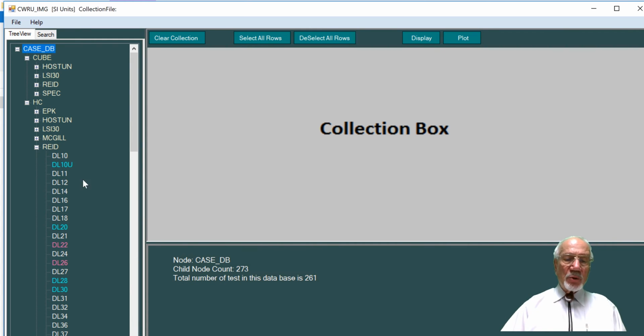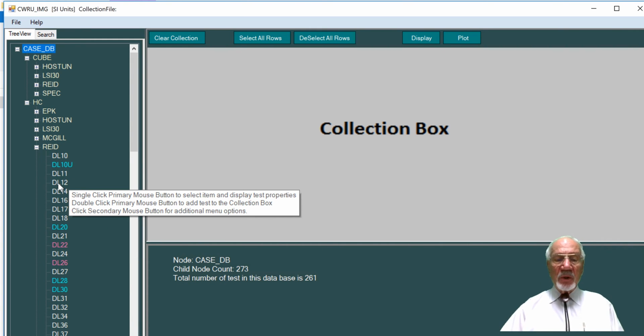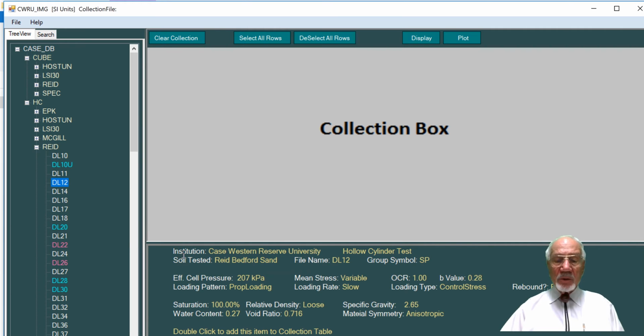Let's try one of those tests. Let's say DL12. If you click on it, automatically all its properties appear in the information screen down here, information box. And as you can see, this DL12 has the effective cell pressure of 207 kPa. We have a loading pattern.